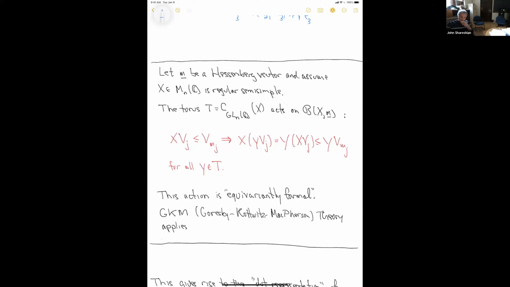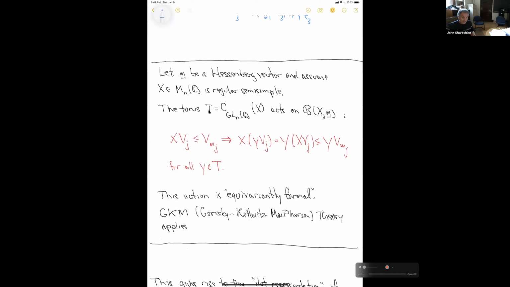So now comes some more technical stuff. So we take a Hessenberg vector. We already looked at this chromatic symmetric function, and now we take a generic element, a generic matrix. All this means, again, regular semisimple means it's diagonalizable with n distinct eigenvalues. So if you like, you should just imagine it's diagonal with n distinct eigenvalues.